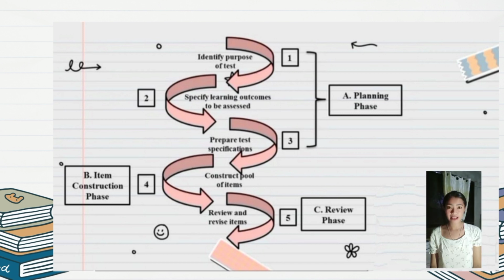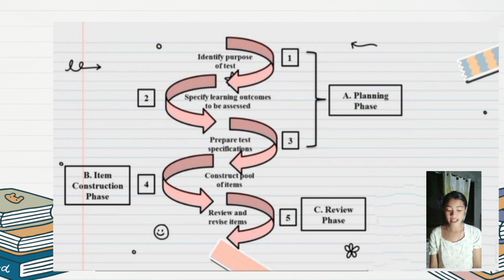So in the planning phase, we have first, identify the purpose of the test. The purpose of a test is to assess the performance of the students. Testing helps in assigning grades to students based on their performance. Second is specify learning outcomes to be assessed. It is setting shared expectations between students and instructors, helping students learn more effectively, and providing clear direction for educators when making instruction and assessment decisions.